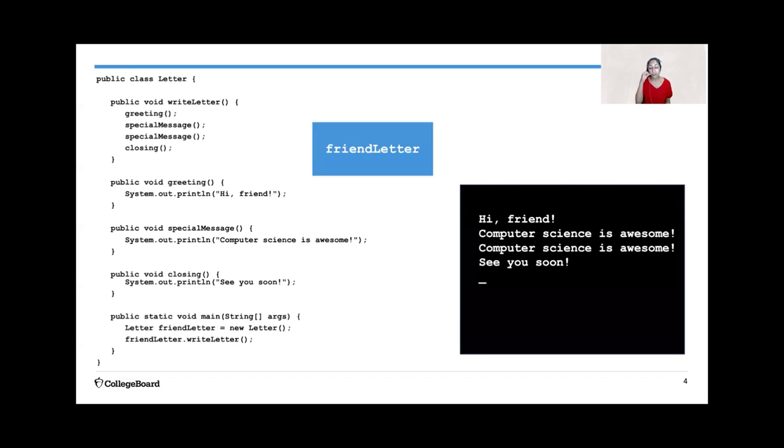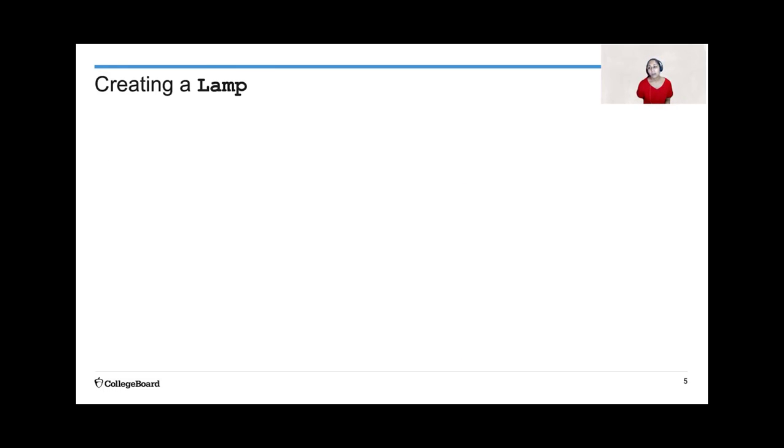So if you remember from before, we had a letter object where I had several void methods in order to piece together and print out a letter to a friend. So these are, of course, non-static methods, and I used the dot operator, friendLetter.writeLetter, in order to call those methods.